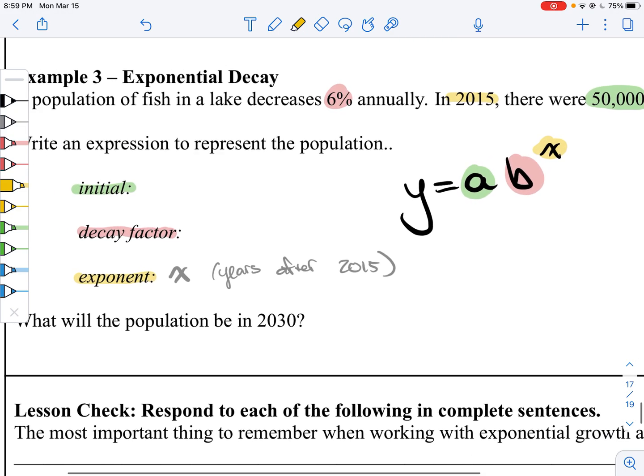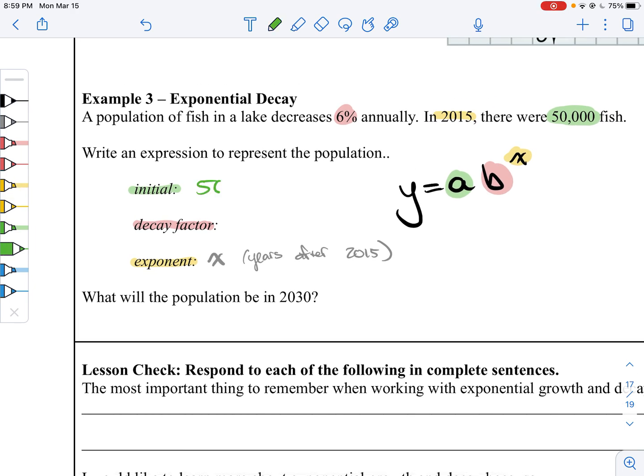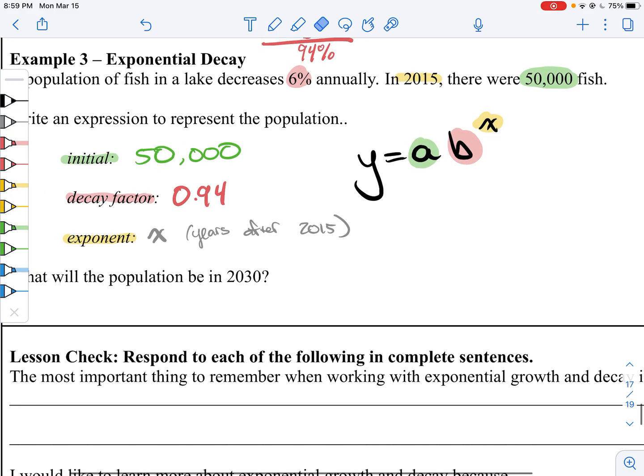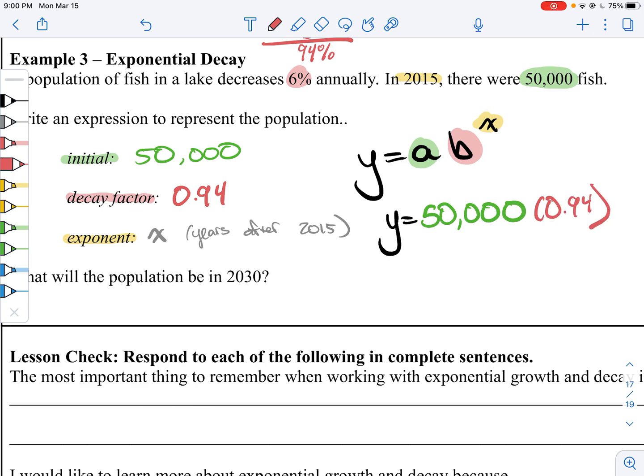Okay, cool. So our initial value is 50,000 fish. Our decay factor is not 6%, because if it decreases by 6% annually, you take your normal amount, you subtract 6%, and then the next year you are left with 94% of what you had originally. So your decay factor is 94%, or 0.94. Okay, now let's take that information, plug it into our formula. We get y equals 50,000 times 0.94 to the power of however many years we have. X. Sure.